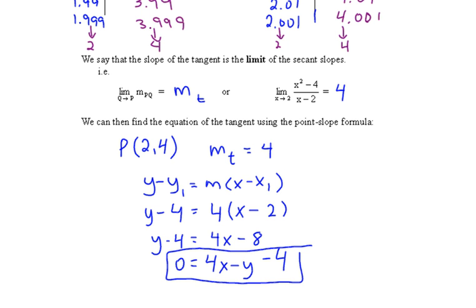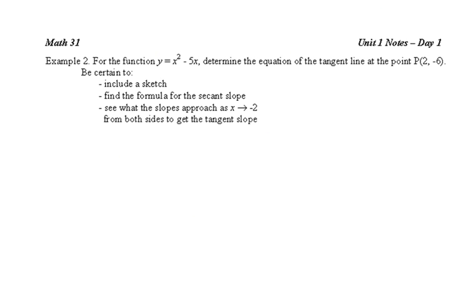Okay, so let's move on. Let's do another example. For the function y equals x squared minus 5x, determine the equation of the tangent line at point (2, -6). Include a sketch. Find the formula for the secant slope. See what the slope approaches as x approaches 2, from both sides, to get the tangent slope.